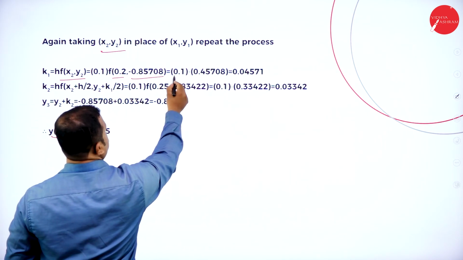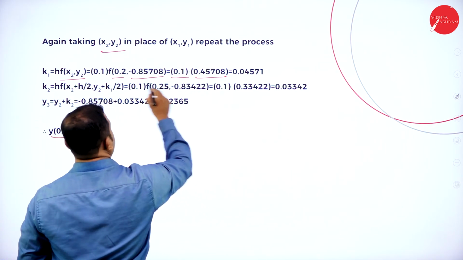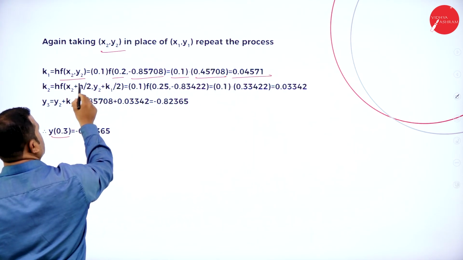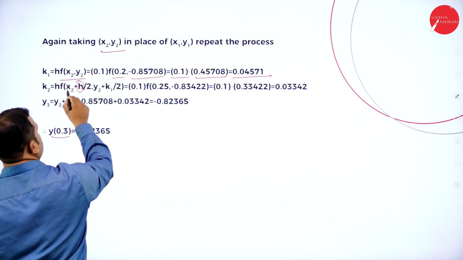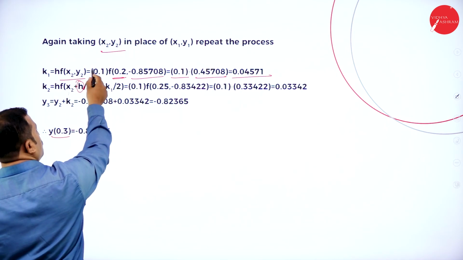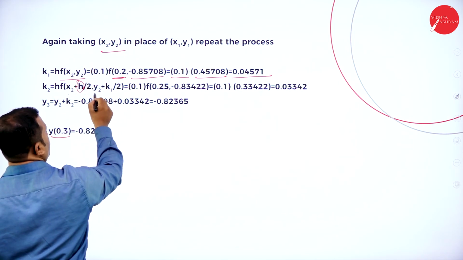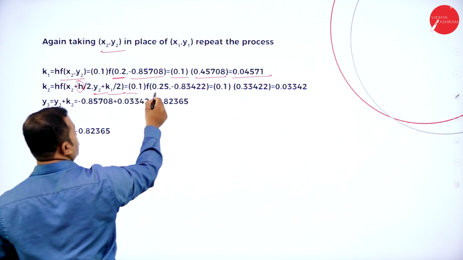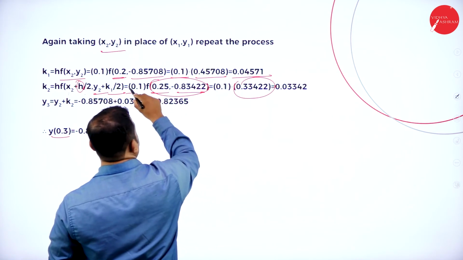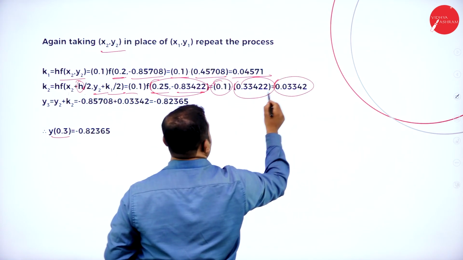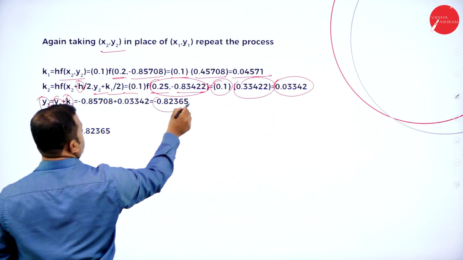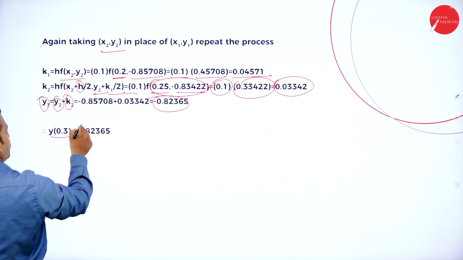That is, this term leads to 0.1 h into f of this term, X2, Y2. That leads to K1 here. Then X2 plus h by 2, which is 0.1 by 2. What is the value of X2? X2 is obtained from this 0.2. 0.2 plus 0.1 by 2, which is equal to that value, Y2 plus K1 by 2, which is equal to this term. If I simplify this term, we'll get this value. Then it is multiplied by 0.1, we get the value of K2. Then Y2 plus K2 leads to Y3, that is this term, minus 0.82365. This is the value of Y3.